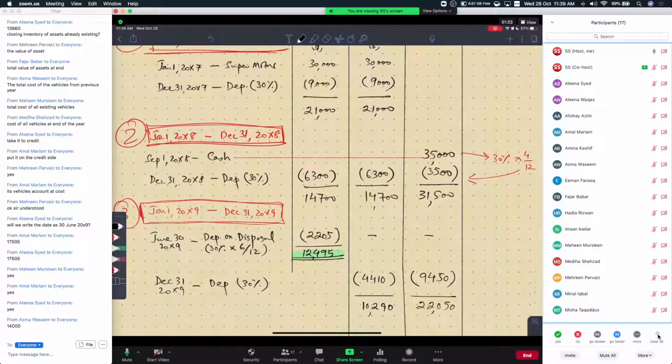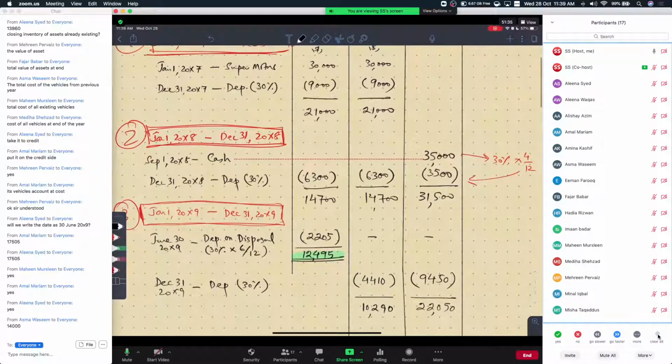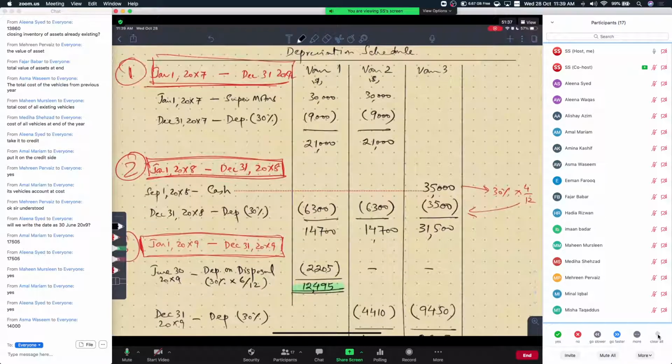Sasma. It was $14,000. Now, looking at van one column, if I ask you, did you make any profit on disposal of van or a loss on disposal of van? What should it be?